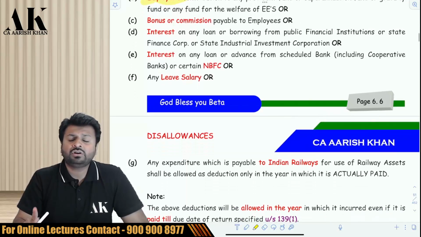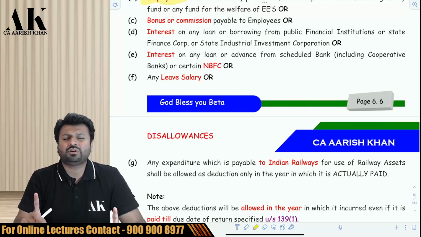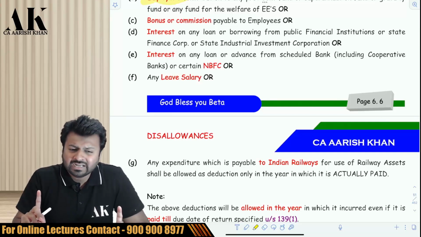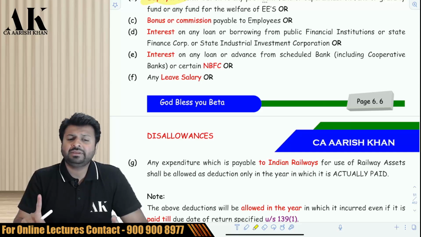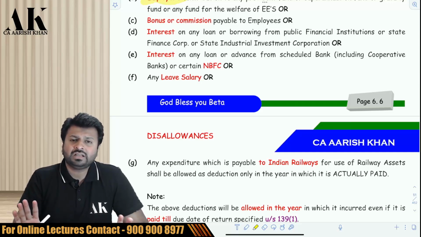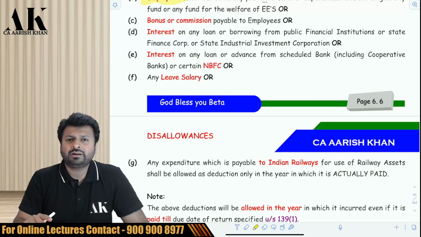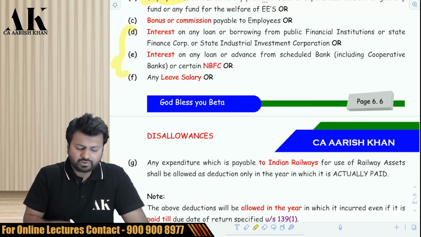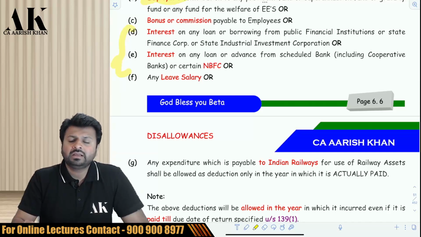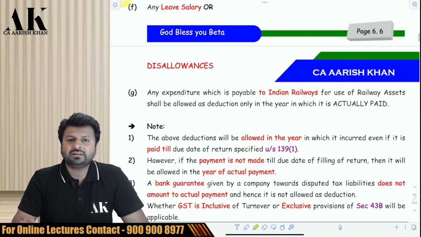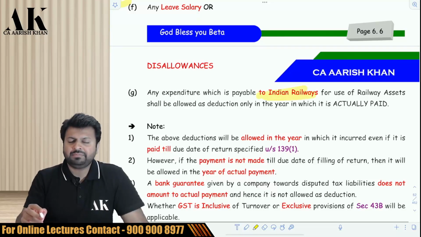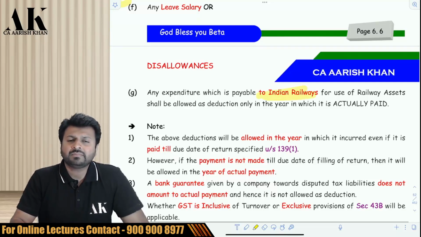Fourth and fifth, interest on loan taken from a public financial institution, state financial corporation, state industrial investment corporation, or any loan taken from a scheduled bank, cooperative bank, NBFCs. All of them will be allowed as a deduction only if the actual payment of interest is made and not on accrual basis. So what if I take a loan from a foreign bank? If you take a loan from a foreign bank, it can be allowed on an accrual basis because a foreign bank is not covered here. And leave salary. And last but not least, any expenditure made to Indian Railways. If you are making any payment to use certain assets or services of Indian Railways, it will be allowed on actual payment.